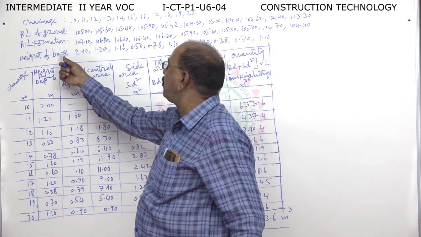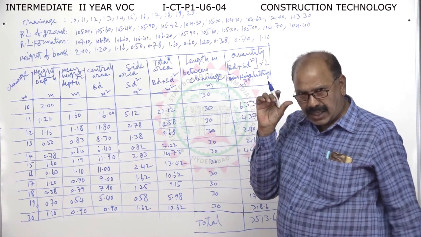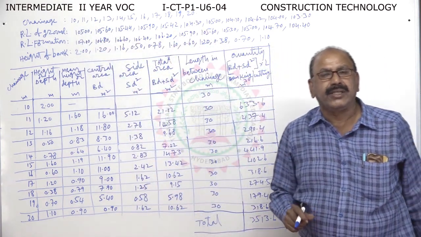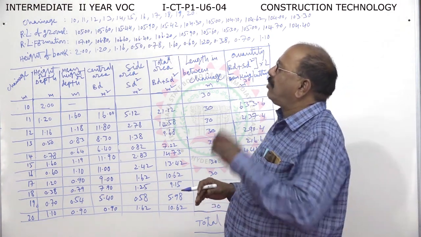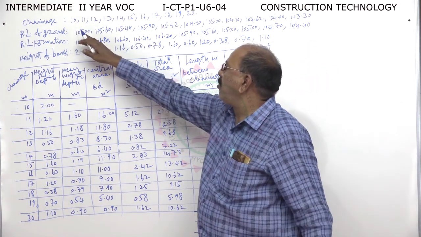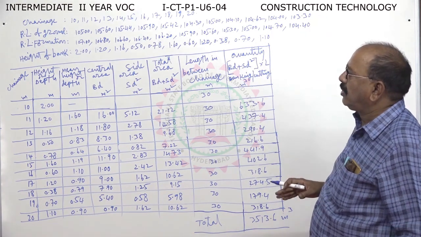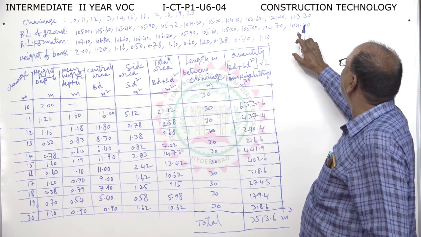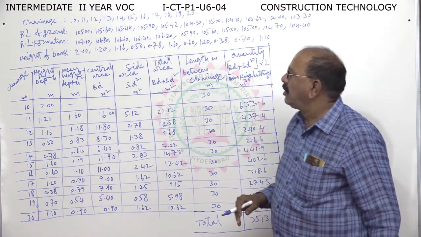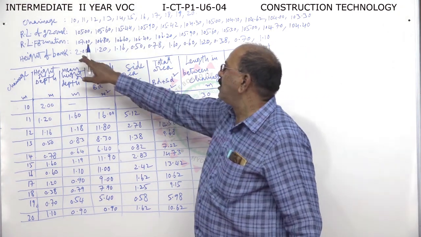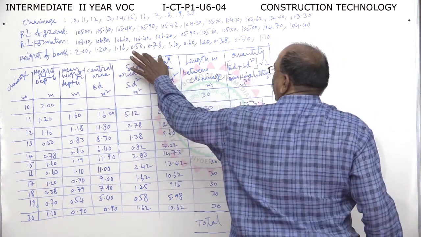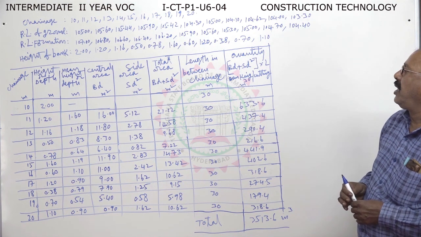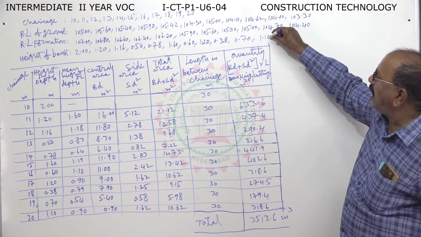Students, till here the problem is given, this is the solution. Please note this. Earlier I have read the problem. Now, chainages are given from 10 to 20: 10, 11, 12, up to 20. And the RL of the ground, the reduced level of the ground, is also given from 105 to 103.30. Then the reduced level of the formation is also given from 107 to 104.40 meters. Then the height of the bank is also given in the problem: 2 meters, 1.2, 1.16, 0.50, 0.78, 1.60, 0.60, 1.20, 0.38, 0.70, and 1.10.